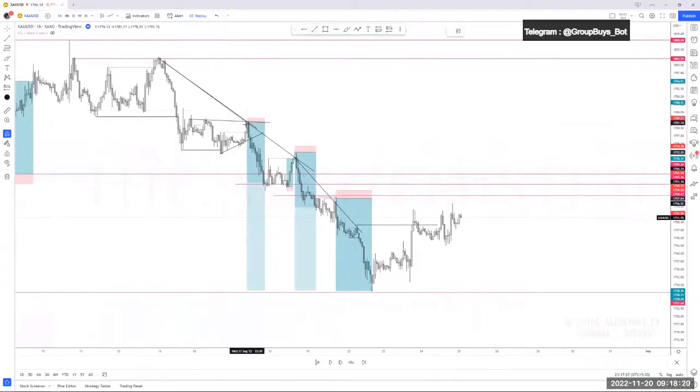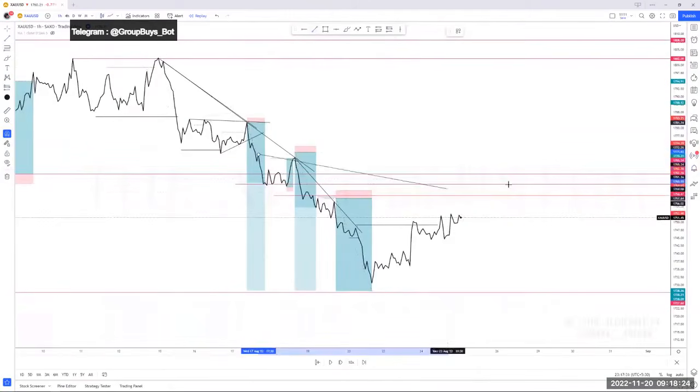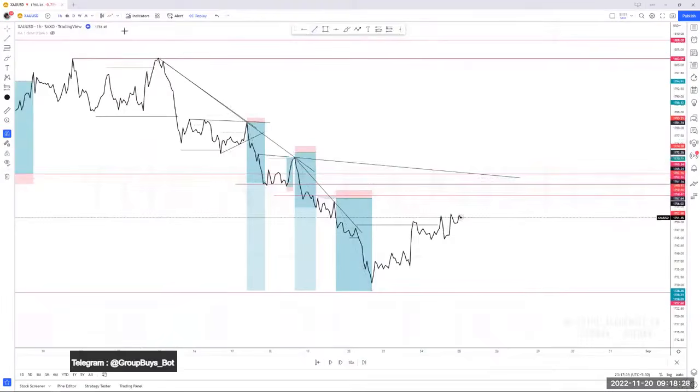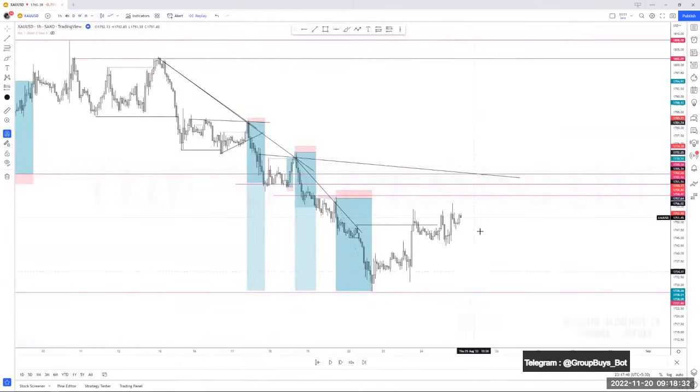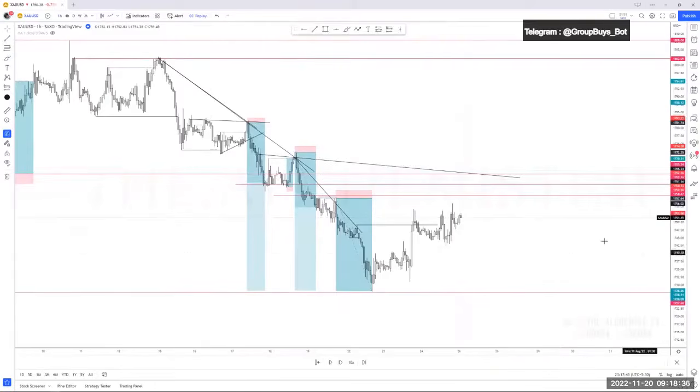Engulfing. Yeah, we have this one. 2 engulfing points. Can you see that? Engulfing here. Okay, not here, not yet into these zones. Yeah, we have this level in here.